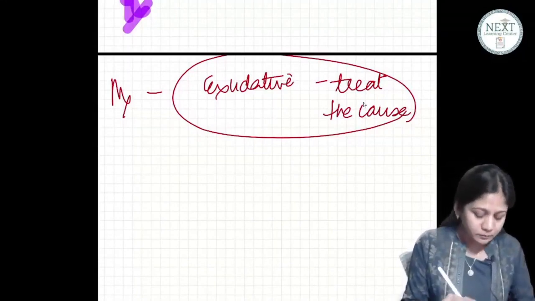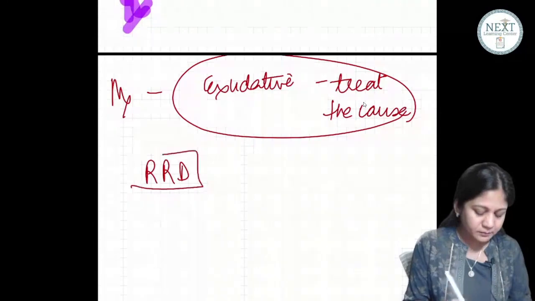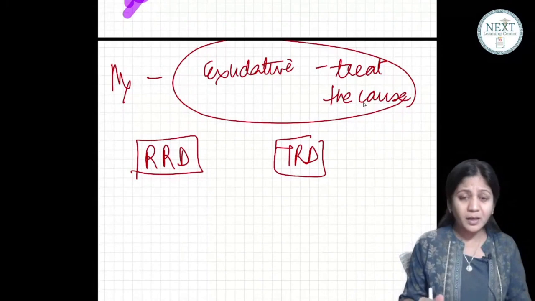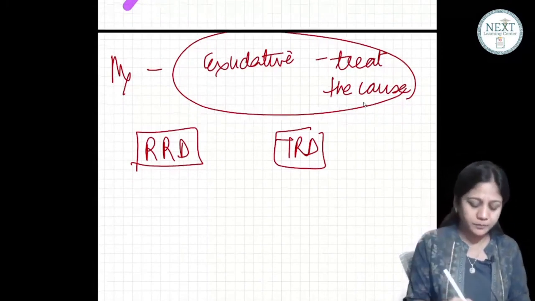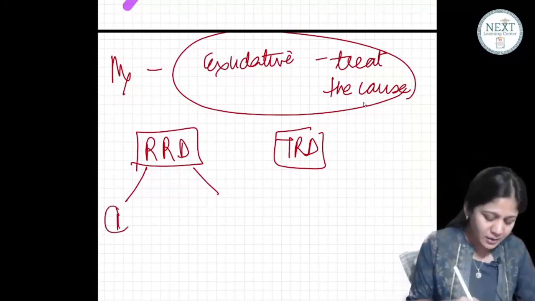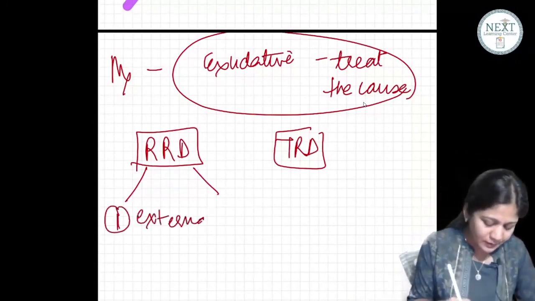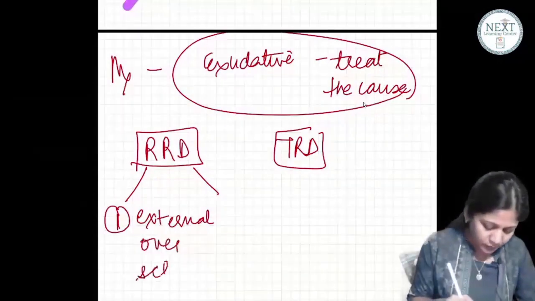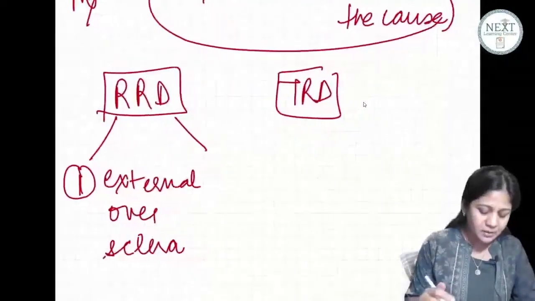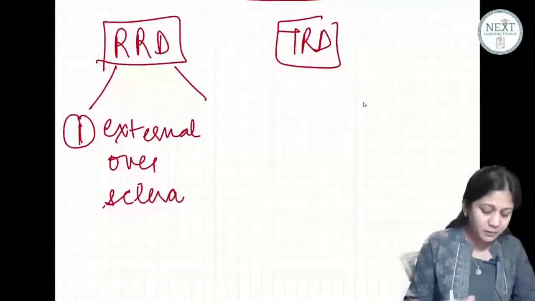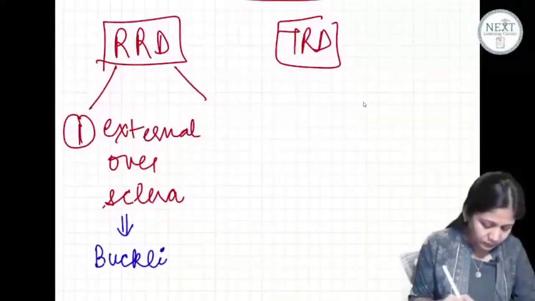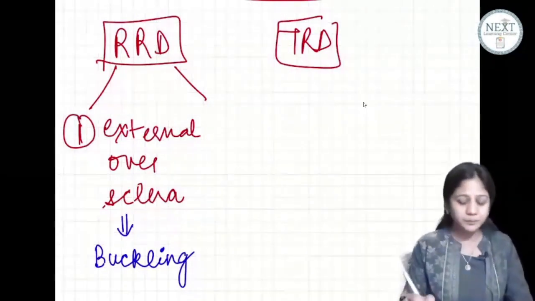What about the RRDs and TRDs? So we have two schools of thought. For RRD, we have two types of management plan. First is the external surgery, which is done over the sclera. This surgery is called band and buckling surgery. The name of this surgery is buckling surgery. I'll show you pictures, then you understand better.